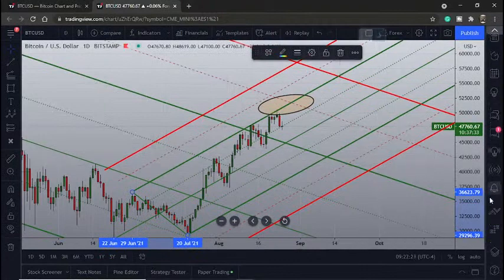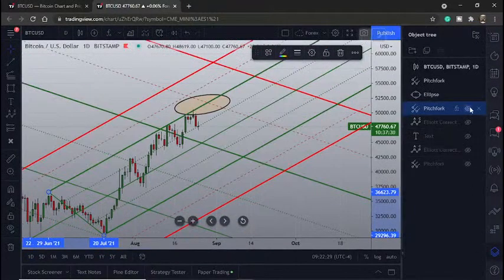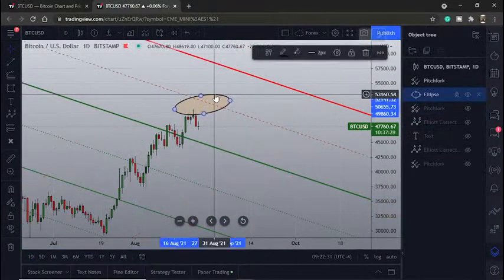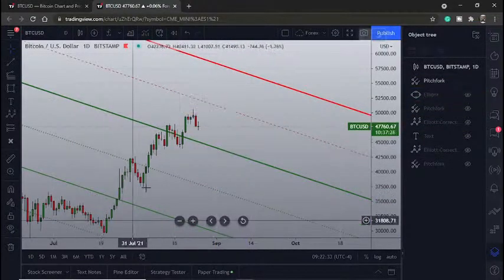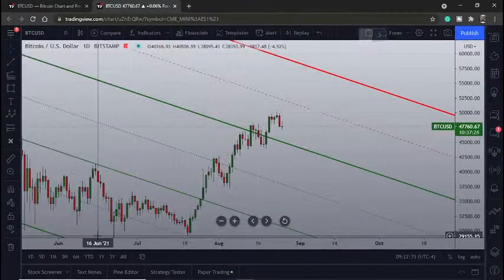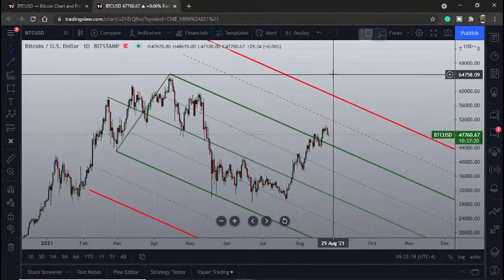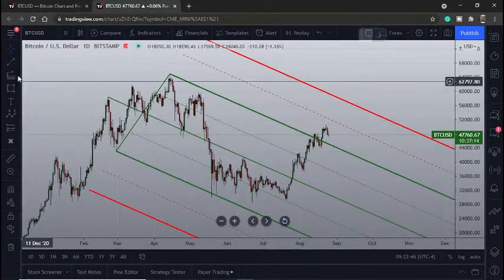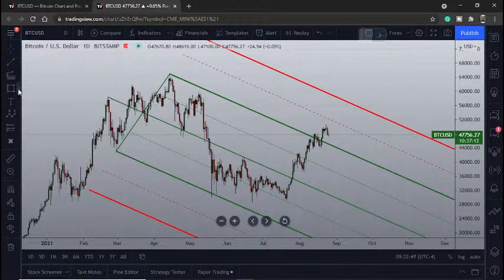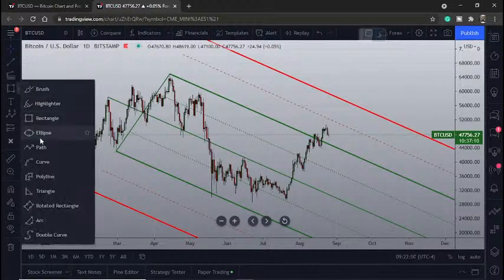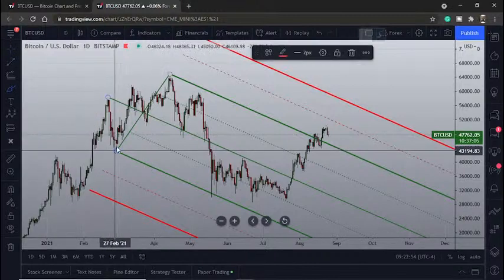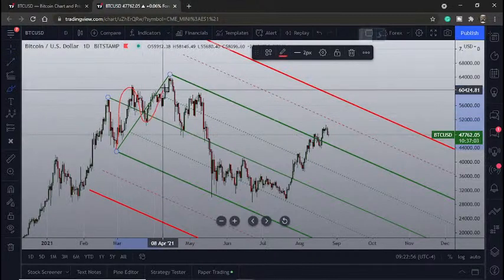Let's just quickly hide that pitchfork for you. Let's look at what happened prior to this massive bounce to the upside. Now unfortunately I've got two different interpretations of what's happening in Bitcoin. My favorite interpretation was this zigzag three-wave move to the upside. Let me just get my drawing tool. It's a clear three-wave move.